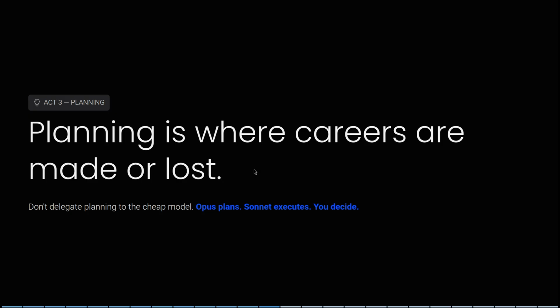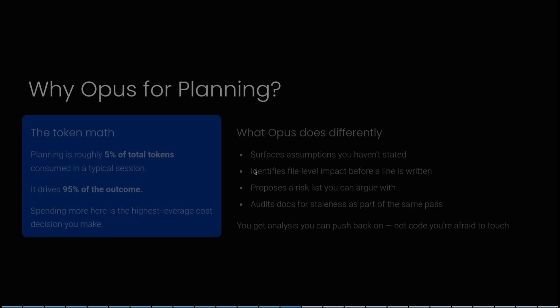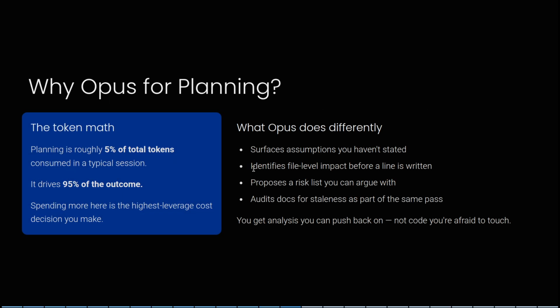Opus will be your planner. Sonnet will execute. You decide. Haiku is actually really great too for doing a lot of execution and certainly document creation or SOP creation in between. Why should you use Opus for planning?